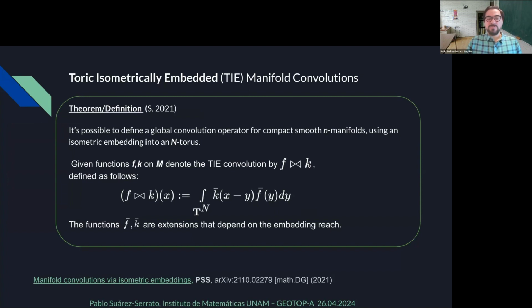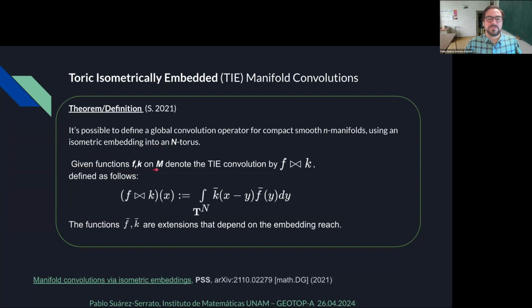Now what we have to do is use an isometric embedding, and that can be done in R^n, but I guess for reasons of preserving the elegance of Fourier analysis, it's probably better to think about it as being embedded into an n-torus so that everything is well defined there. Now, how do we do this?